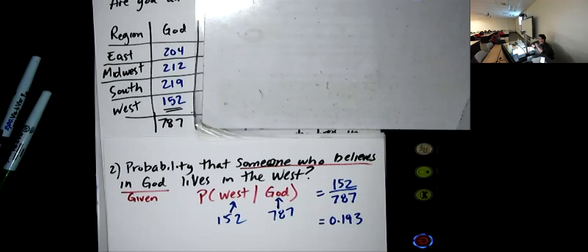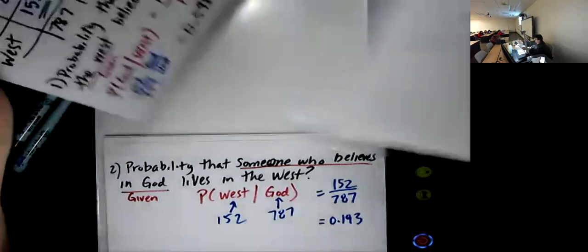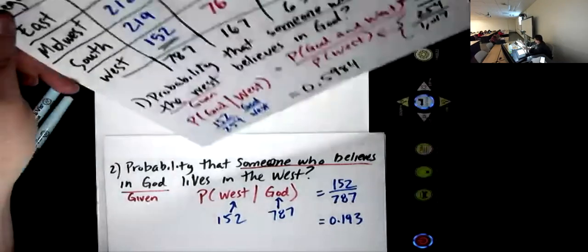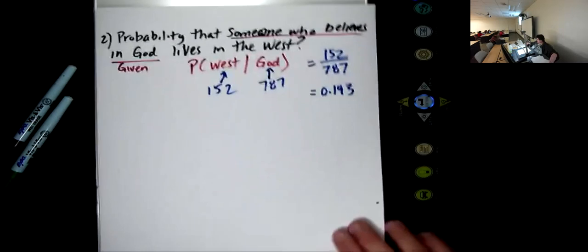Okay, that's where you're given the table of data. I think the table of data is a lot easier to use than if you're given probabilities. We're going to do that next, an example that has probabilities. So let's set that one up.